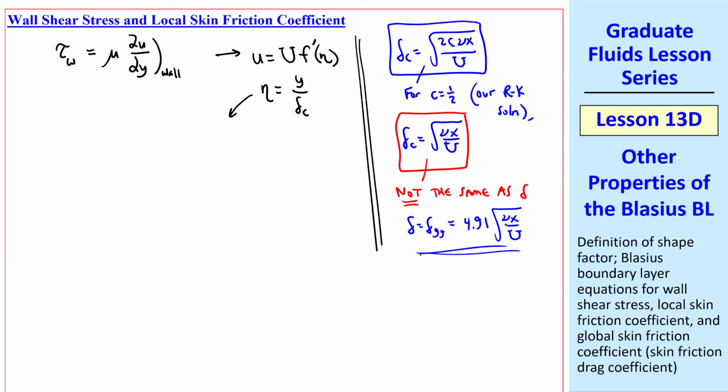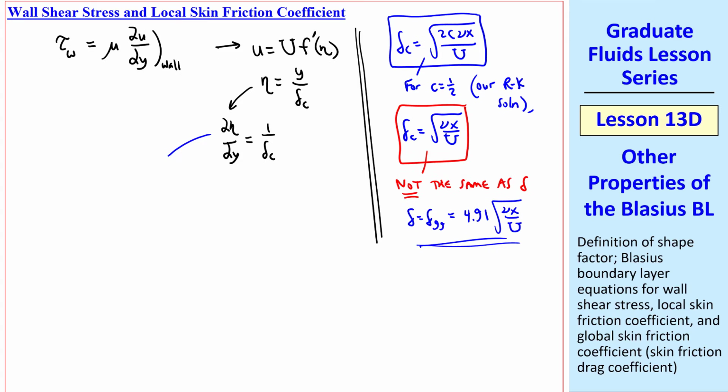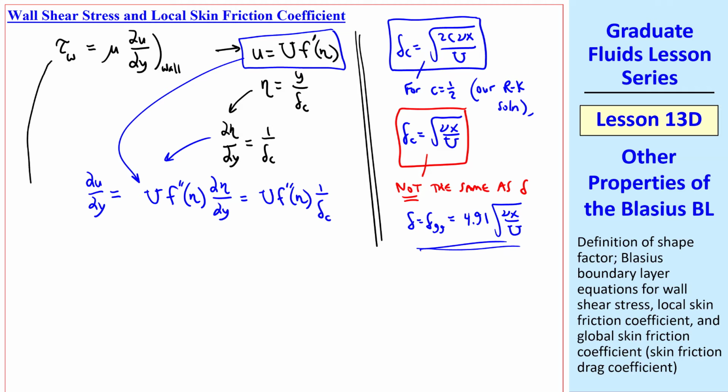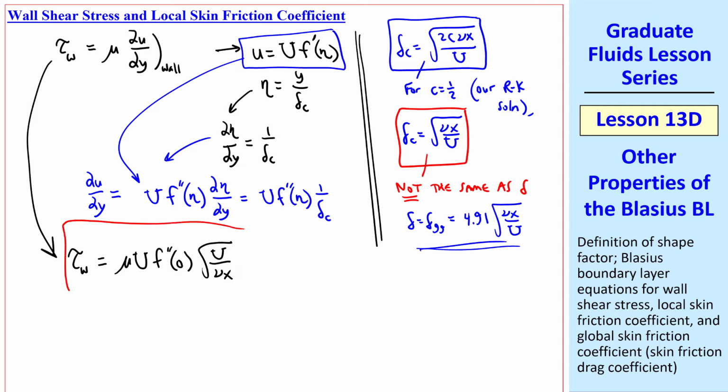Continuing with our analysis, del eta del Y is 1 over delta C, since delta C is a function only of x. Thus, del U del Y from here is U F double prime of eta del eta del Y, or U F double prime of eta 1 over delta C. Thus, at Y equals 0, tau W is mu U F double prime at eta equals 0, and from here 1 over delta C is square root of U over nu x. This is our expression for tau W, the wall shear stress.